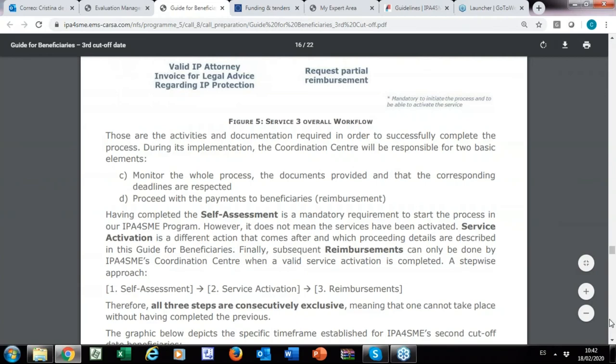And again, here we come to the concept of activation, because we put this in the document since we've noticed that many of you in the past were confused about activation and self-assessment and so on, meaning that once you make the self-assessment survey, you would automatically activate the service, and this is not the case. Self-assessment is a mandatory requirement to start the process, but only to start the process. The process will be started, but that doesn't mean that the service has been activated. That is another thing, as I was explaining.